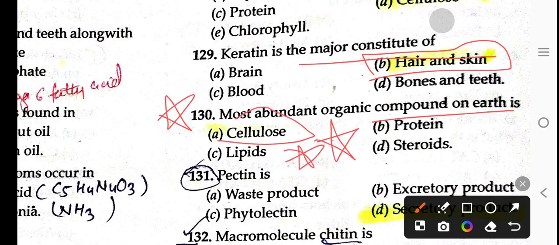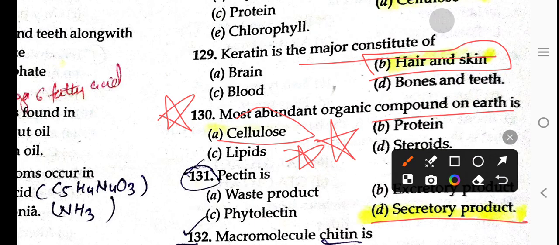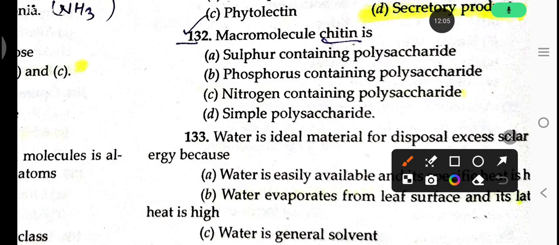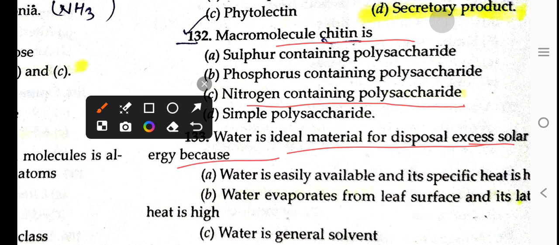Pectin is a secretory product. It is related to secretion, or I must say that it is found as a secretory product. The macromolecule chitin is a nitrogen containing polysaccharide. Water is an ideal material for the disposal of excess solar energy because water evaporates from the leaf surface and its latent heat is quite high.